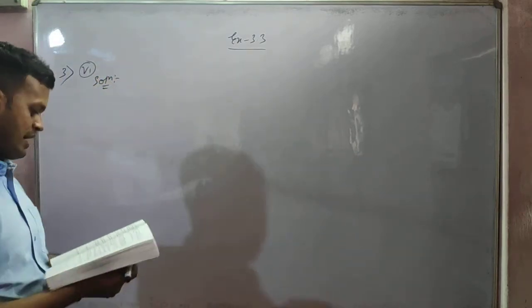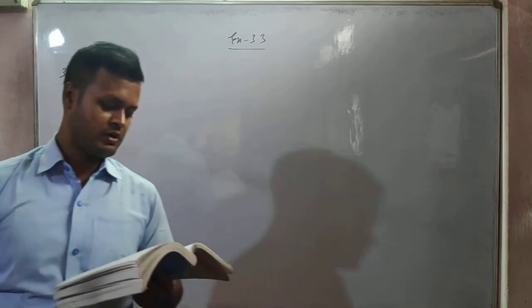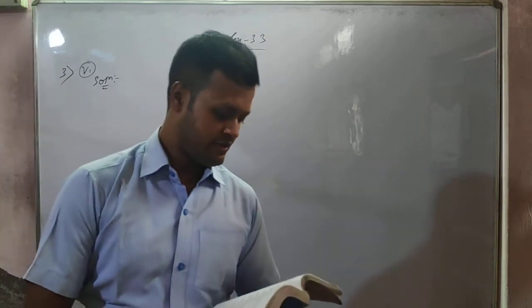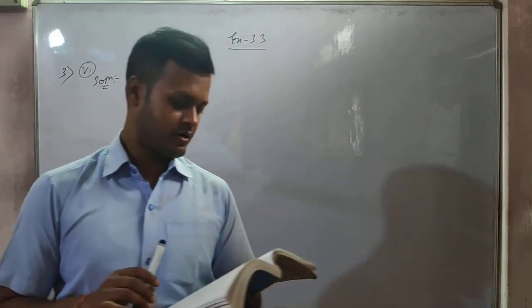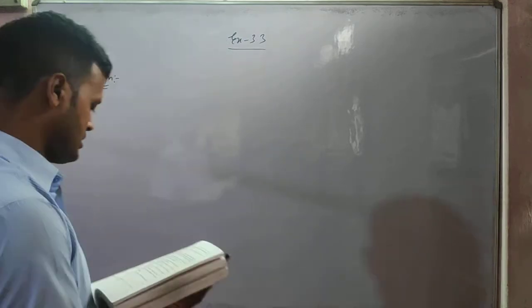So what is the question? 5 years hence, which means after 5 years, the age of Jacob will be 3 times that of his son. 5 years ago, the age of Jacob was 7 times that of his son. What are their present ages?